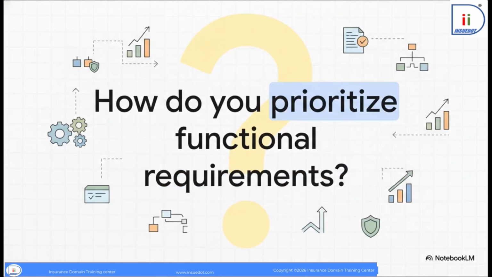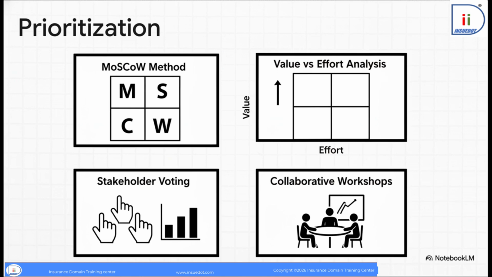Understood. Okay, for my final question, once you have this whole list of validated functional requirements, how do you decide what to build first? How do you go about prioritizing them? Well, luckily, we have some great industry-standard techniques for that. The MoSCoW method is probably one of the most popular. You could also do a value versus effort analysis. That helps you find the quick wins.